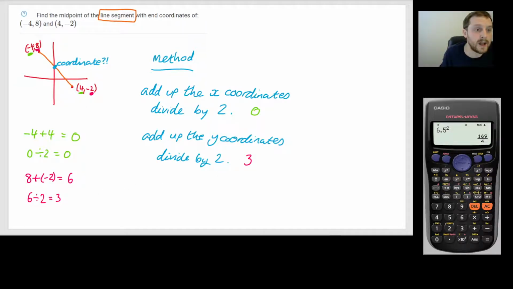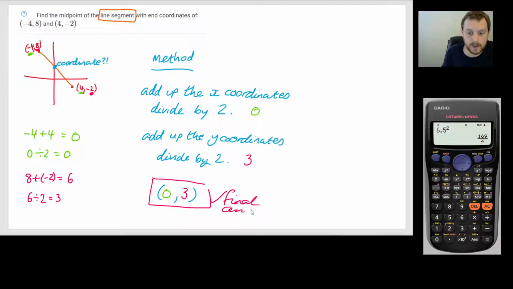And then the final answer, this coordinate, is going to be given by 0, 3. You put the x answer in the x coordinate and you put the y answer as the y coordinate. And that's your final answer. Okay, that's your final answer. And the method is the same every time for that.